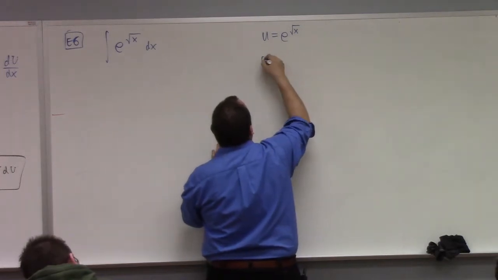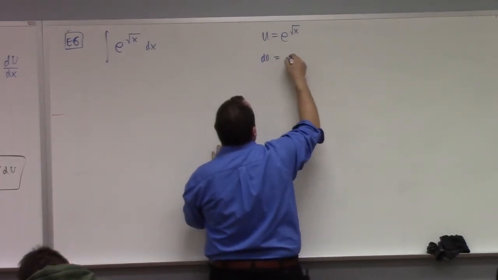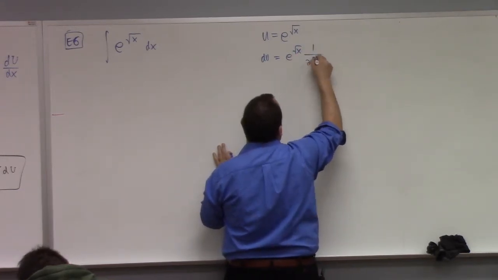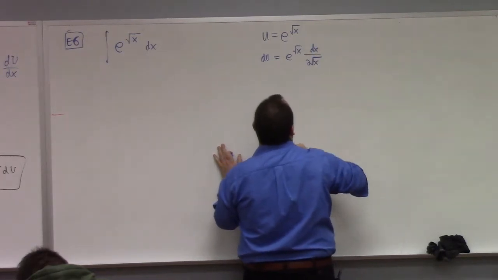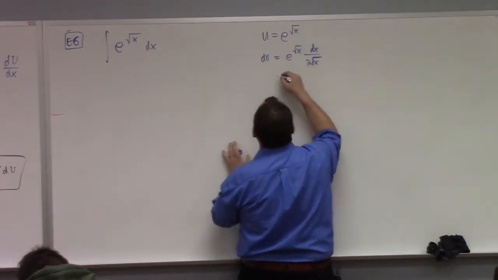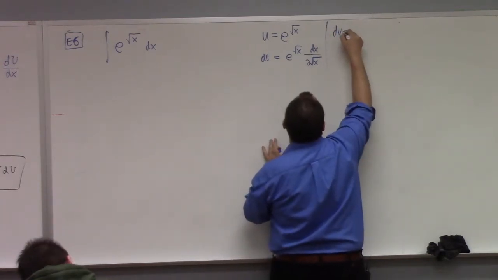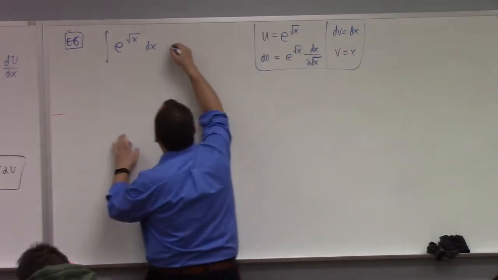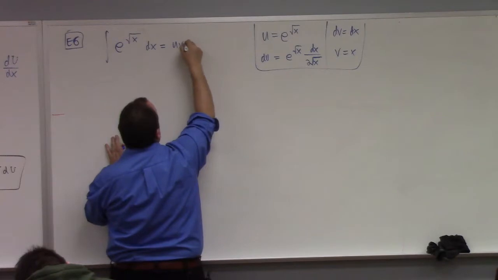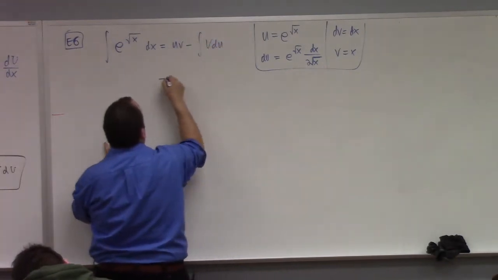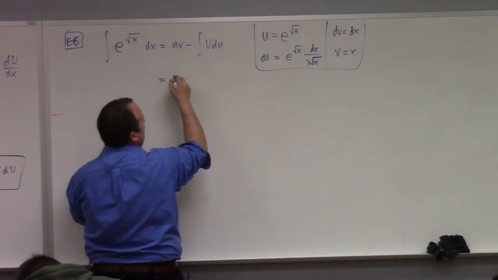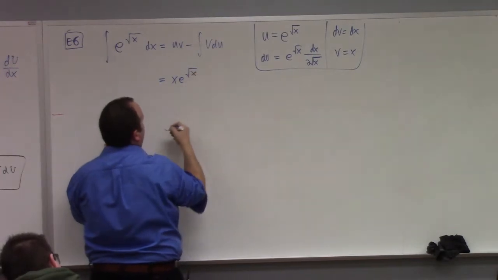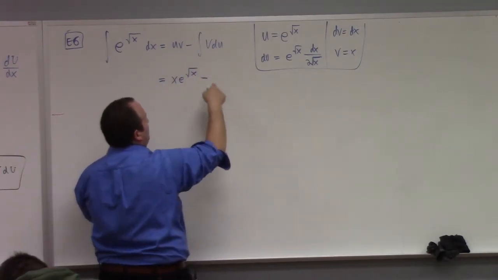So what's du? It's e to the square root of x times 1 over 2 square root of x dx, yeah? And my dv? Well, that's dx, so that's not bad. So this gives us, what do we got? uv. Did it help? Well, I like the x e to the square root of x. I mean, okay, I can write that. This term's never a problem. It's this that we got to worry about.